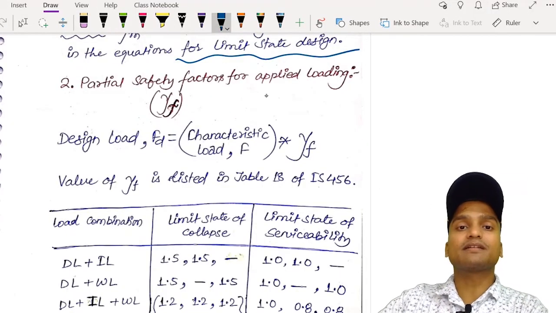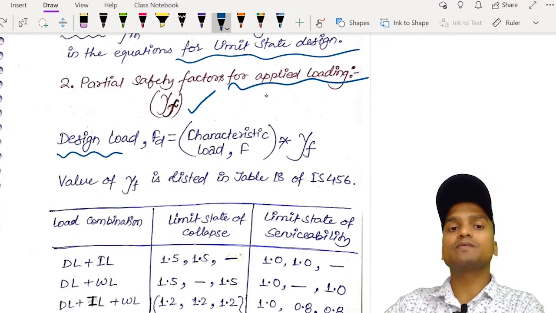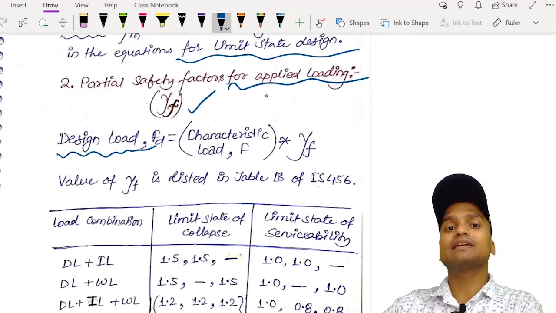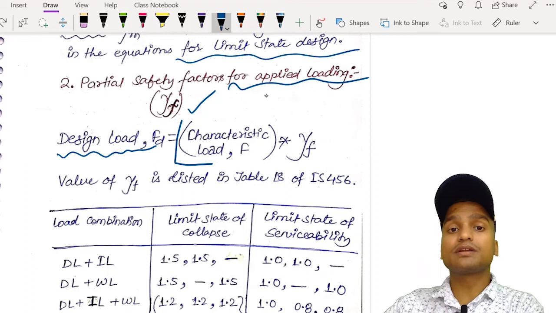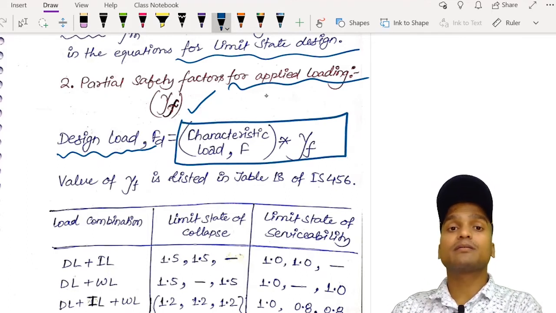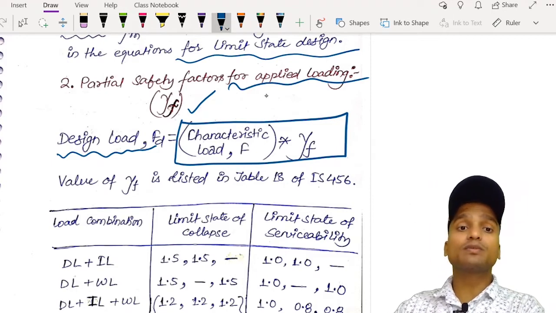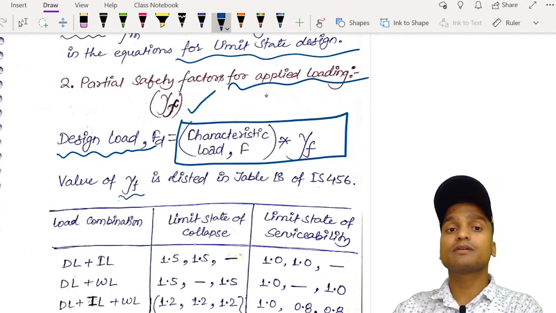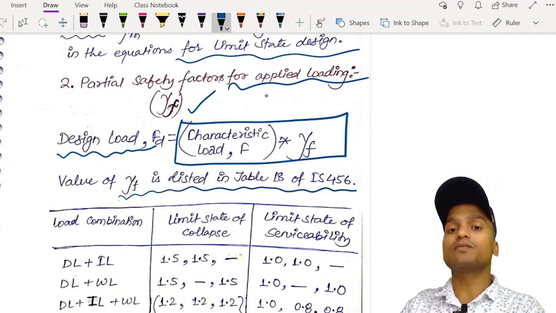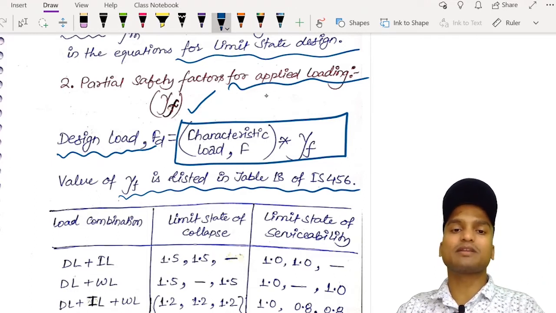Partial safety factors for applied loading. This is represented by gamma f as you have seen, and design load which is represented as FD is equal to characteristic load F multiplied by gamma f. और gamma f क्या है? Partial safety factor for applied loading. And from where do we get the values of gamma f? This is listed in table 18 of IS 456. I hope we have discussed this table in the previous class for calculating the load combination.